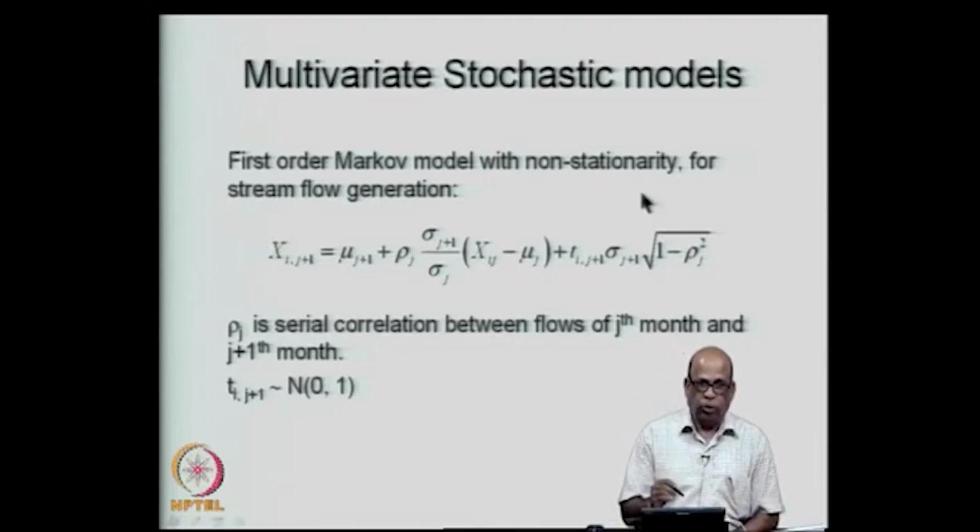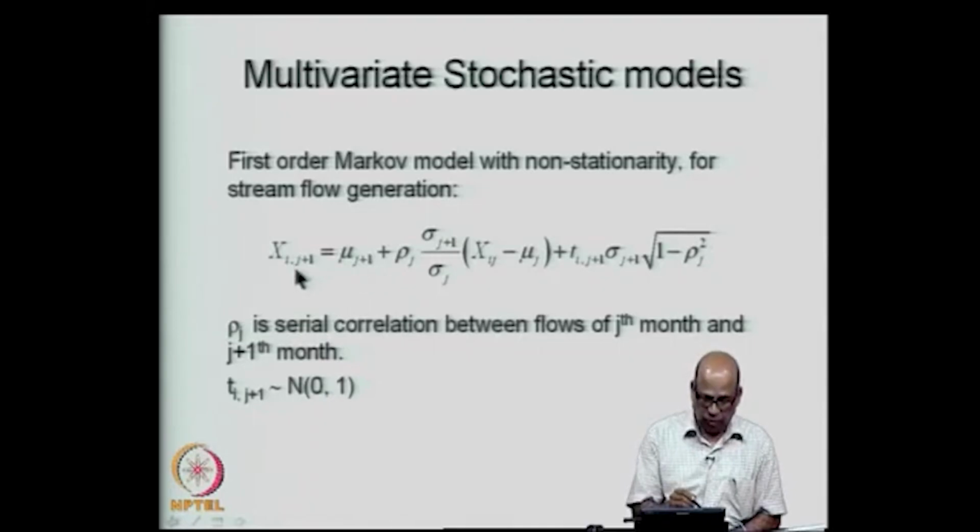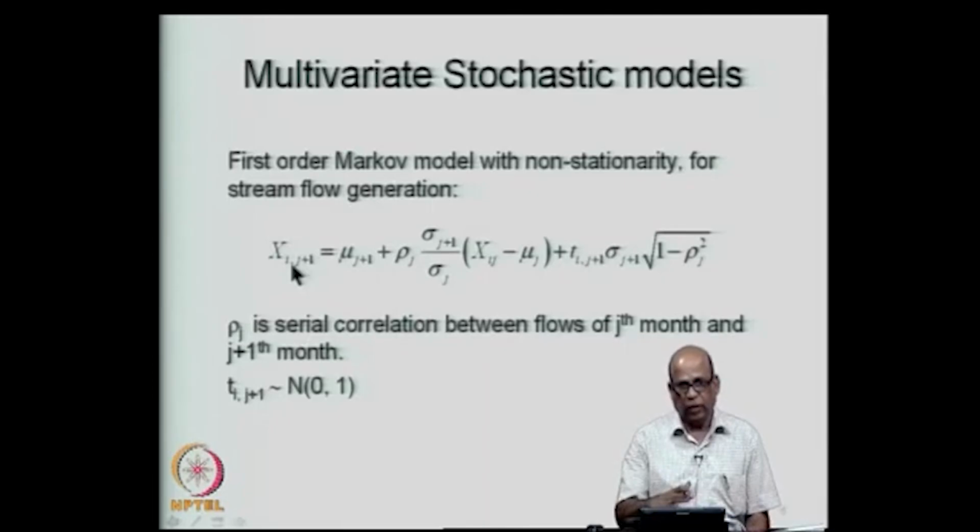When we introduced the non-stationarity, what we did, we made the mu, which is the mean, change from time period to time period. So, you are generating for time period j plus 1, and then you will consider the mean of flows during that period. We generally apply these models for stream flows. So, I keep on using flows, but these models are applicable to any random variable.